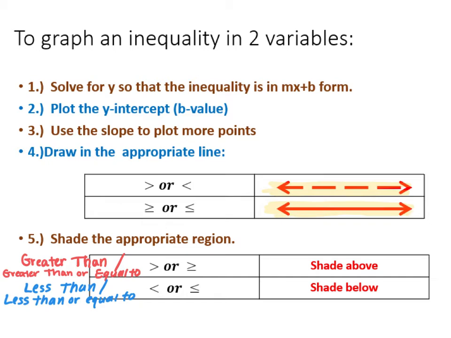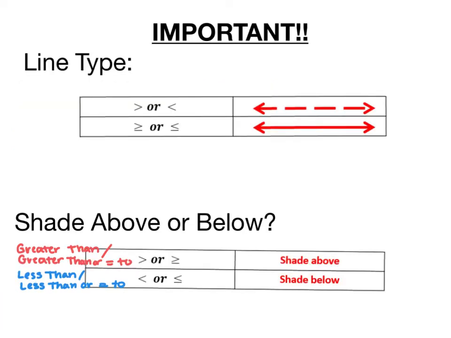So if you have a greater than or equal to symbol, you're going to shade above. And if you have a less than or equal to symbol, you will shade below the line. Now, the two most important things that you take away from these steps are the line type and the shading above or below, because that's what really is different from graphing a line.